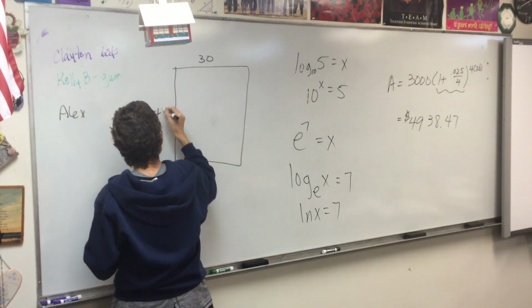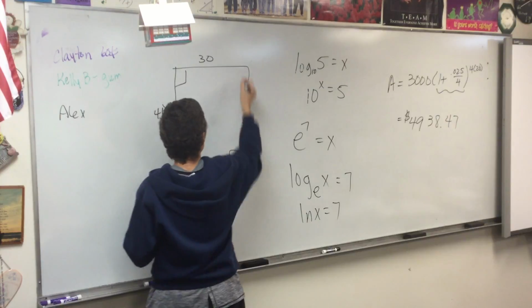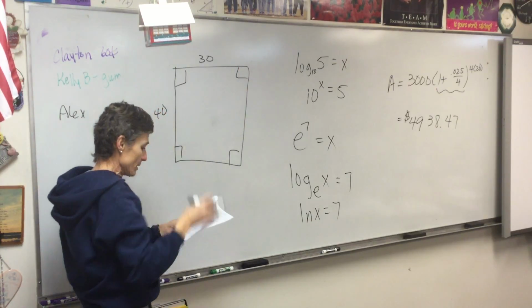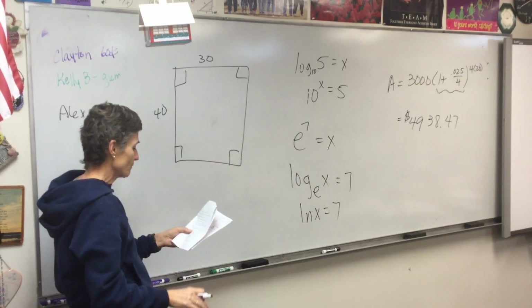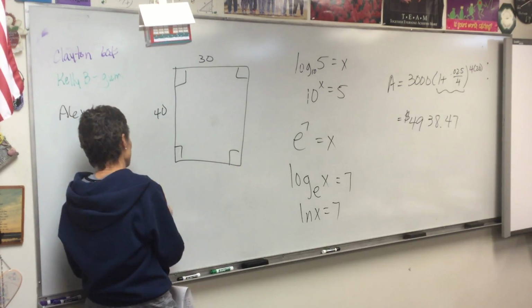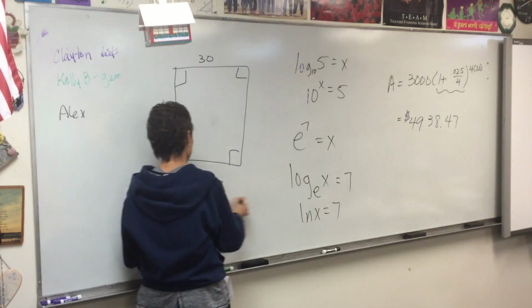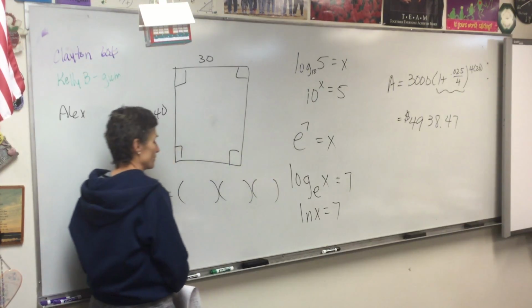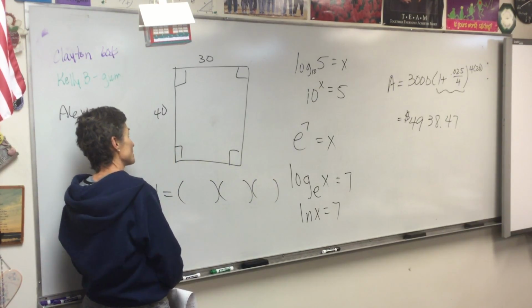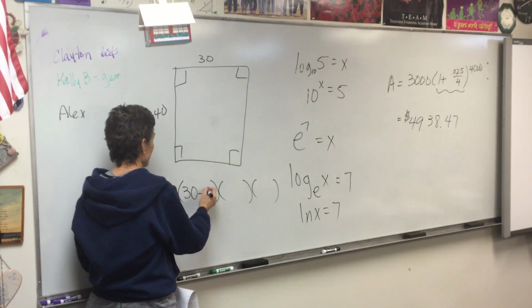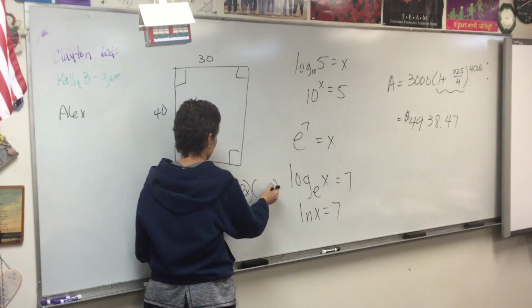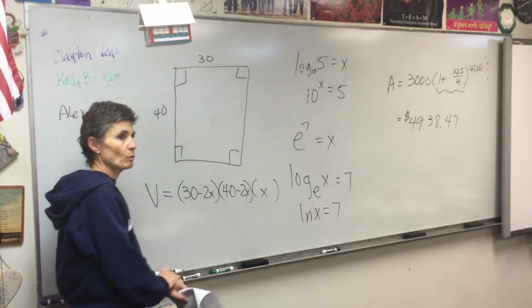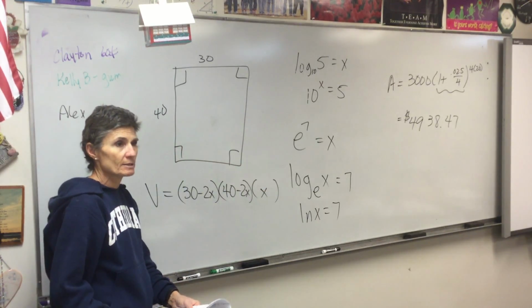So paper's 30 by 40. We're going to cut the corners out, all that stuff. So here we go. All the questions. Write an equation for the volume of the box. The volume of the box will be 3 things times each other. What will the 3 things be? 30 minus 2x, 40 minus 2x, and x. There is your equation for the volume of the box.